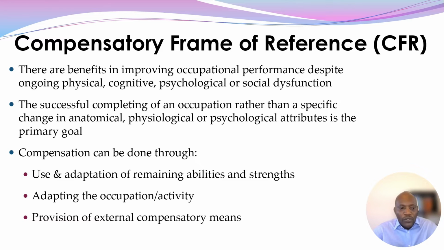Compensation can be done through 3 ways. The first one, using and adapting of remaining abilities and strengths, or adapting the occupation or the activity itself, or provision of external compensatory means that could be our assistive technology and things like that.